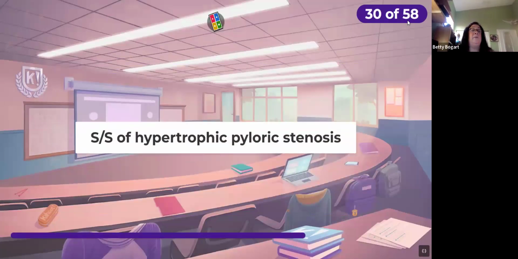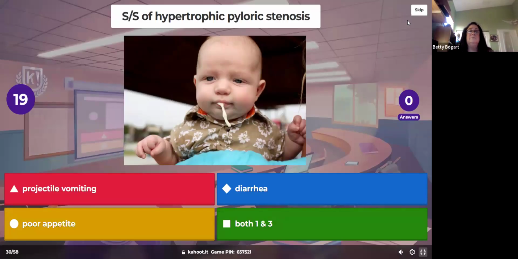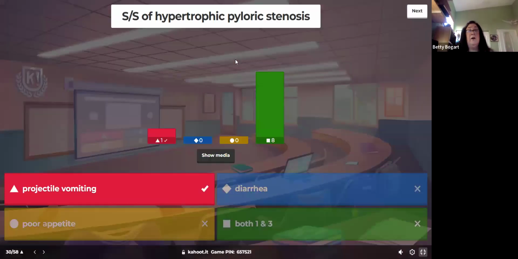Signs and symptoms of hypertrophic pyloric stenosis. Projectile vomiting and poor appetite? No, they're hungry, aren't they? Because they're vomiting and they're still hungry. So they want to eat more, but then they eat and they vomit because it won't go down. And it won't go down, so I'm hungry, so I eat more. And it's like that. So it's projectile vomiting.